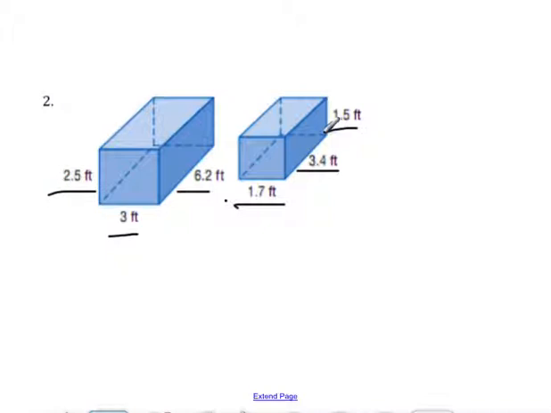2.5 is going to be the same as 1.5. That's just based on where we're located. Base of the base, height of the base, height of the base, height of the prism. So let's go ahead and let's do that.